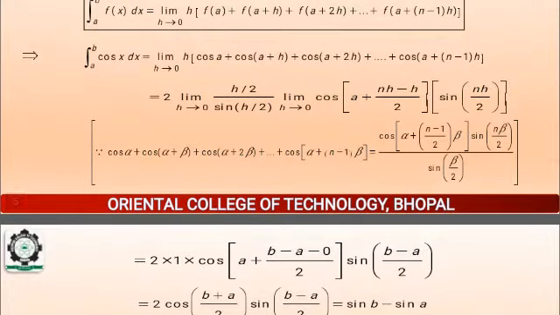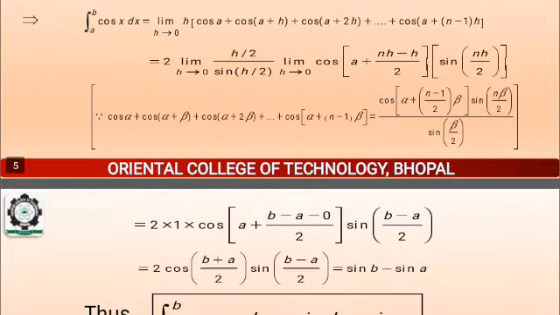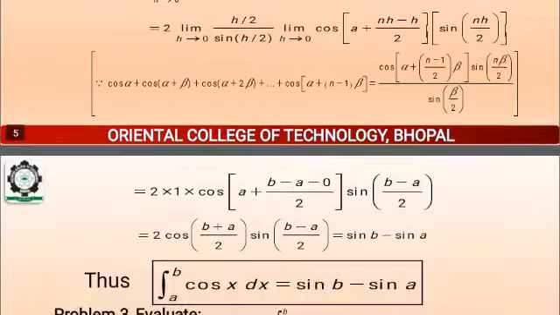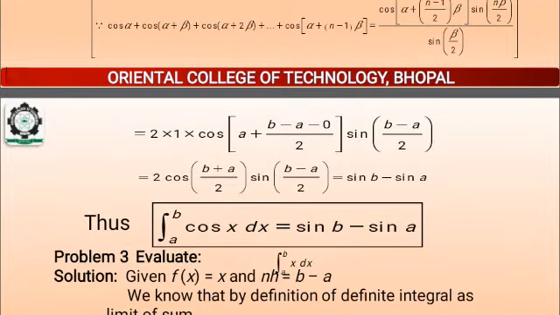As we know that theta upon sin theta, or sin theta upon theta, equal to 1 when theta tends to 0. So this is 1, cos a plus, in place of nh we put b minus a and in place of h we put 0. So this is 2 cos((b plus a)/2) sin((b minus a)/2), and by the trigonometric formula 2 cos A sin B can be written as sin(A plus B) minus sin(A minus B). According to this formula we have sin b minus sin a. Thus the integral from a to b of cos x dx equal to sin b minus sin a.